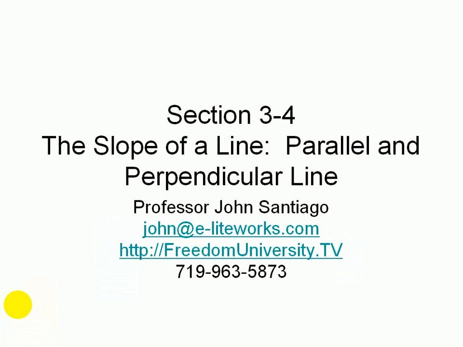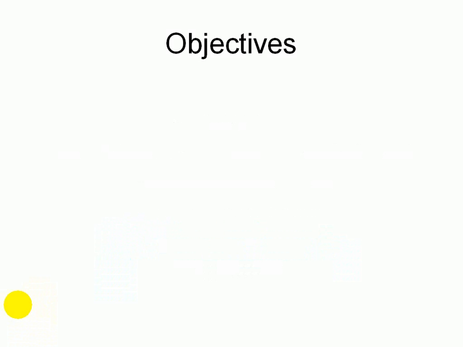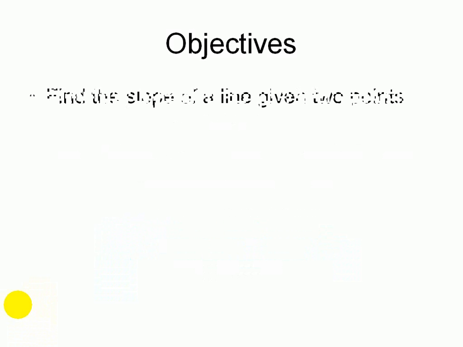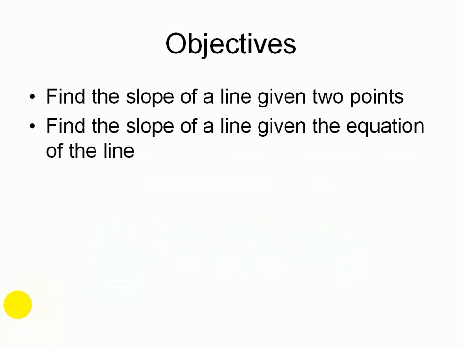What we're going to take a look at today is the slope of a line. In particular, we're also going to take a look at parallel and perpendicular lines, and here are some of the objectives for today's lesson. We're going to find the slope of a line given 2 points.